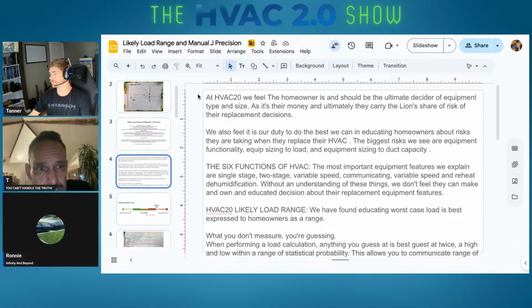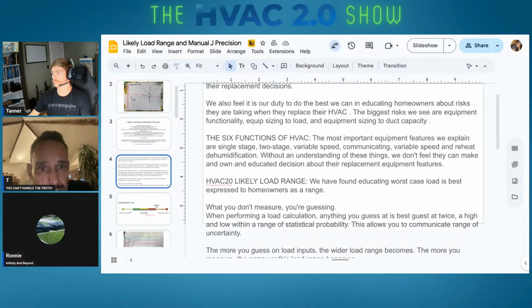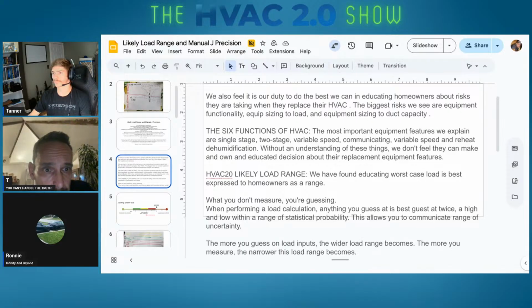So at HVAC 2.0, we feel the homeowner is and should be the ultimate decider of equipment type and size. It's their money, and ultimately they carry the lion's share of risk of their replacement decisions. We also feel it's our duty to do the best we can in educating homeowners about these risks they're taking when they replace their HVAC. The biggest risk we see is equipment functionality, equipment sizing to load, and equipment sizing to duct capacity.